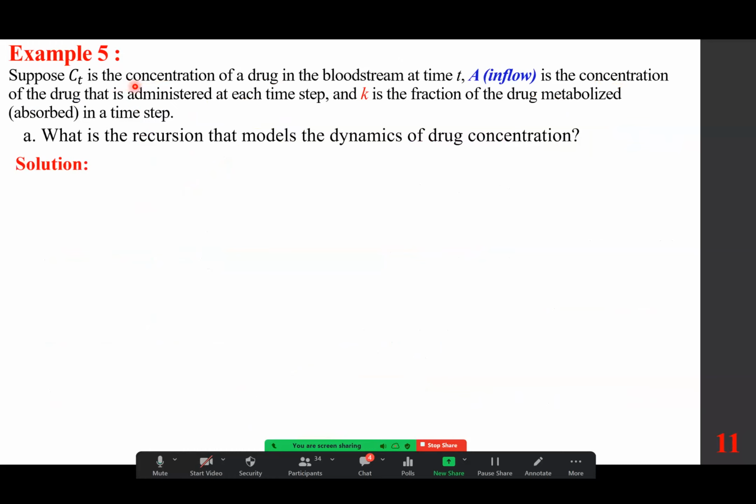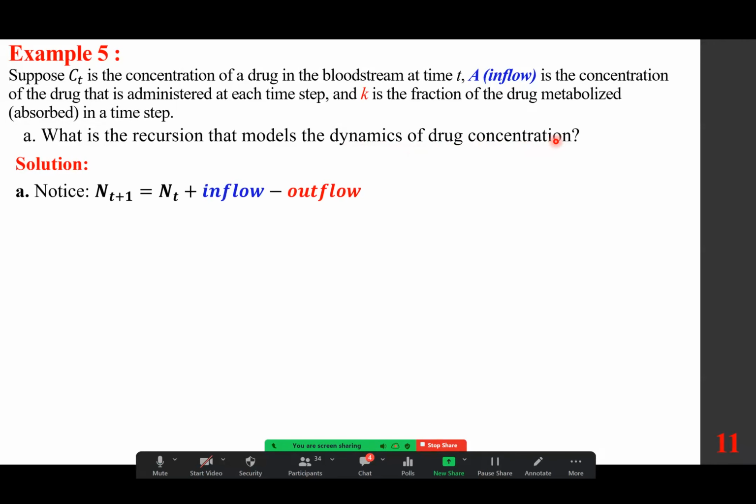Suppose C sub t is the concentration of a drug in a bloodstream at time t. A is the inflow. It's the concentration of the drug that is administered at each time step. And K is the fraction of the drug metabolized or absorbed in a time step. What is the recursion that models the dynamics of drug concentration? So we want to discuss this.